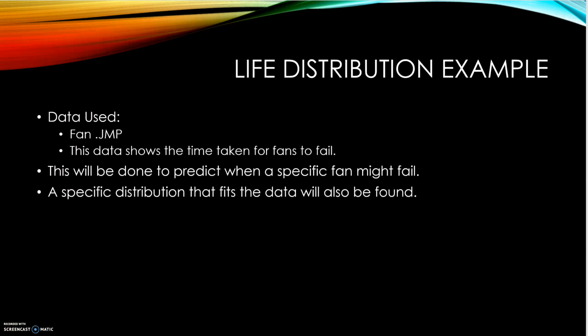For our life distribution example, we're going to be using the data fan.jmp. This data shows the time taken for fans to fail. It will be done to predict when a specific fan might fail, and so that we can choose a specific distribution that fits the data.